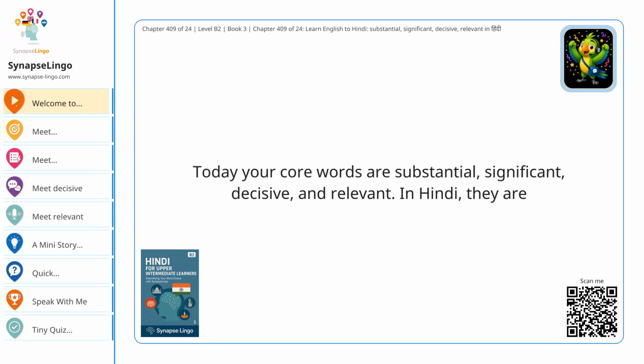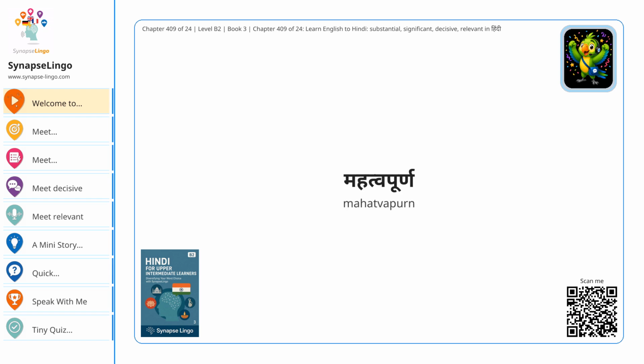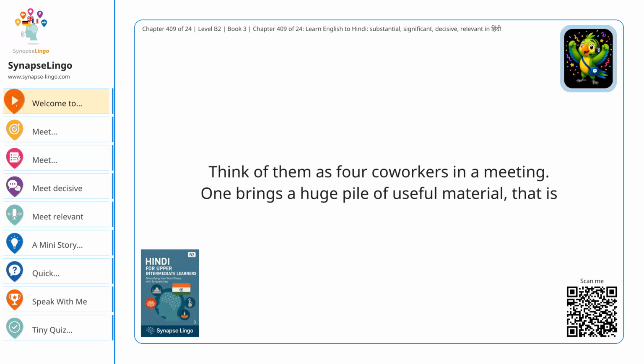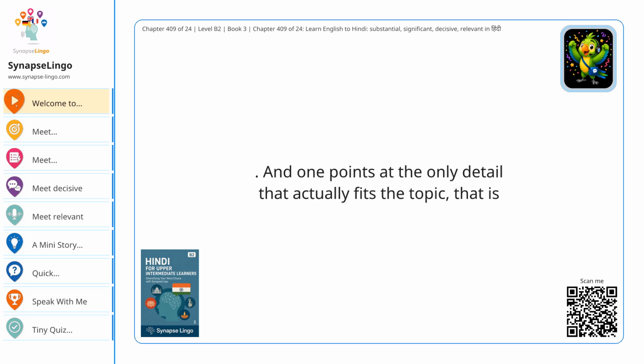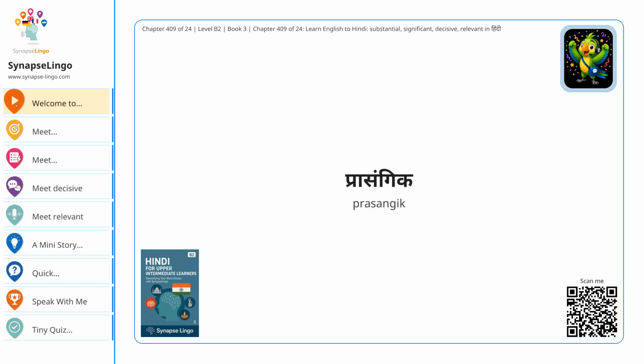In Hindi, they are पर्याप्त, महत्वपूर्ण, निर्णायक, and प्रासंगिक. Think of them as four co-workers in a meeting. One brings a huge pile of useful material, that is पर्याप्त. One says, please pay attention, I matter, that is महत्वपूर्ण. One slams the table and makes the final call, that is निर्णायक. And one points at the only detail that actually fits the topic, that is प्रासंगिक. By the end, you will know who is who.